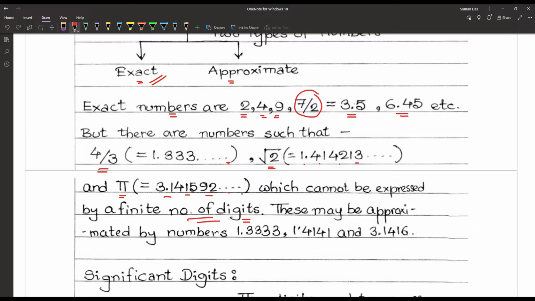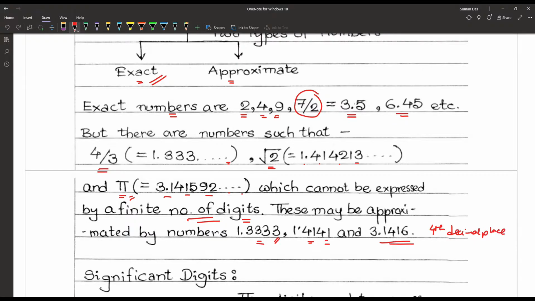Suppose 4 by 3, already said that it is 1.3333, but that 3 is never ending, but we are approximating it up to 1.3333. That means after the decimal point, that is up to the fourth decimal point. Such as for square root of 2, we are approximating it as 1.4142, once again up to the fourth decimal point. And for pi, that is 3.1416, the same up to the fourth decimal place.